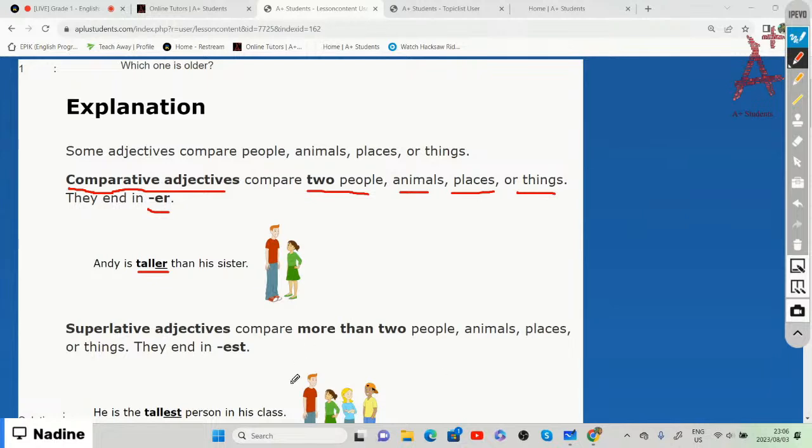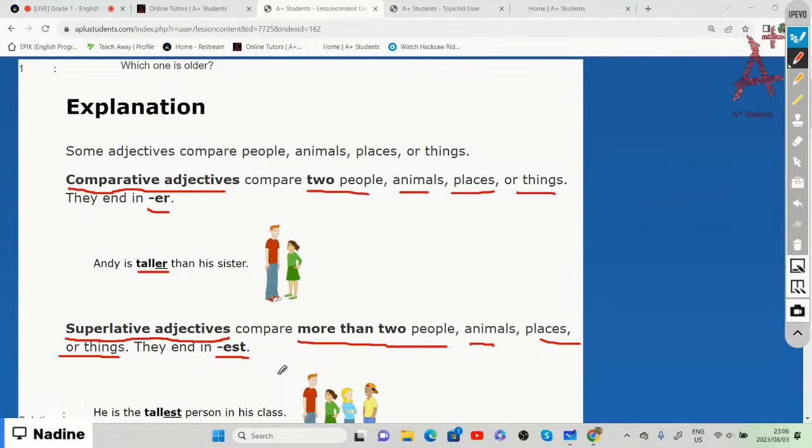Then we have superlative adjectives. Superlative adjectives compare more than two people, animals, places, or things, and they end in est. So with comparative adjectives, remember it ends in er, and with superlative adjectives, it ends in est.